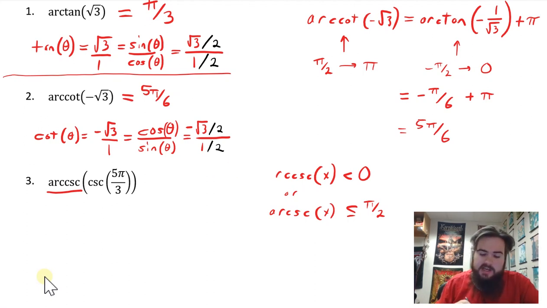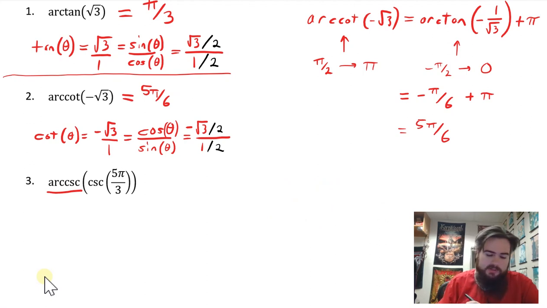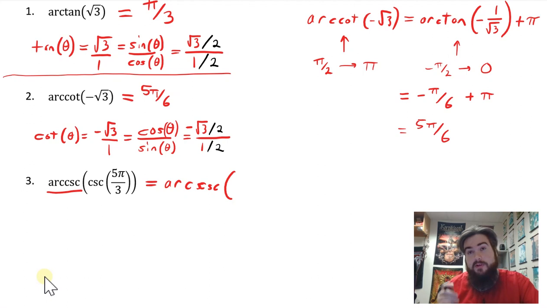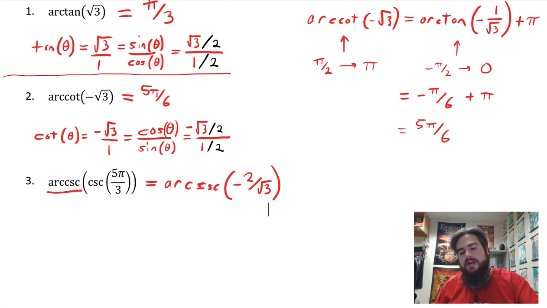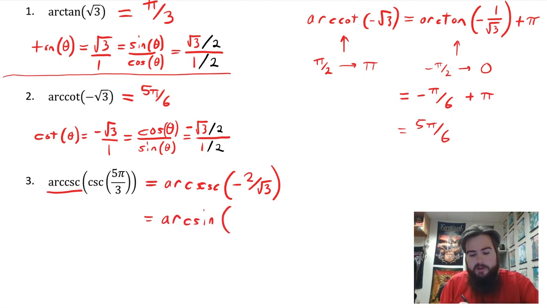In cases like this, if it's not within the particular range, work from the inside out. So, evaluate the inside. Arc cosecant of cosecant of 5 pi thirds. Cosecant of 5 pi thirds will be the reciprocal of sine of 5 pi thirds. And sine of 5 pi thirds is negative root 3 over 2, so we're going to get negative 2 over root 3 from that. That's what cosecant of 5 pi thirds would be from the unit circle. Then, if I evaluate arc cosecant of negative 2 over root 3, you can go through that directly if you are comfortable with cosecant and secant, or if you'd like, you can change that into arc sine of the reciprocal of that ratio, so negative root 3 over 2.